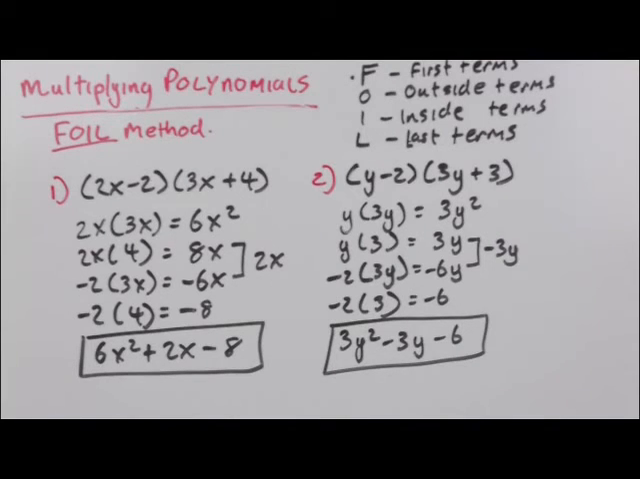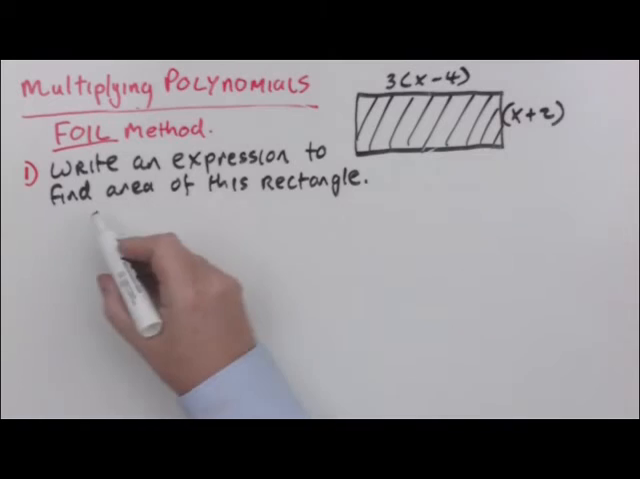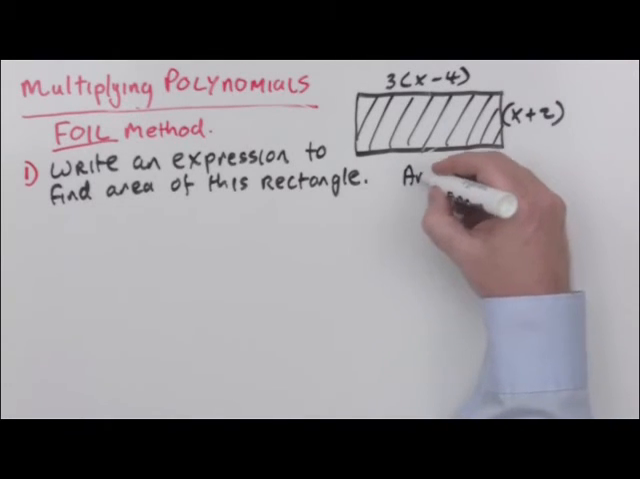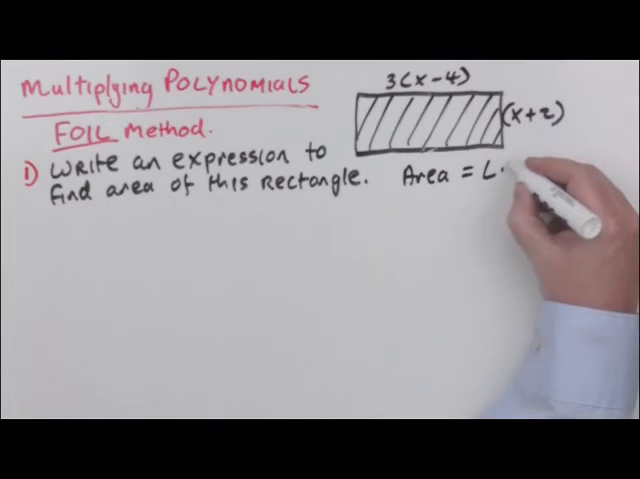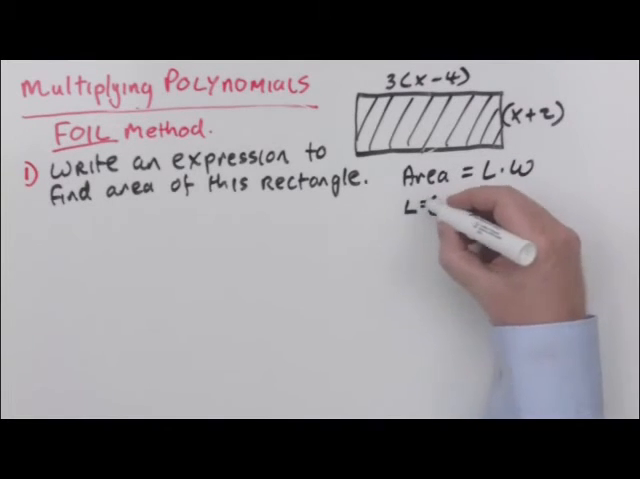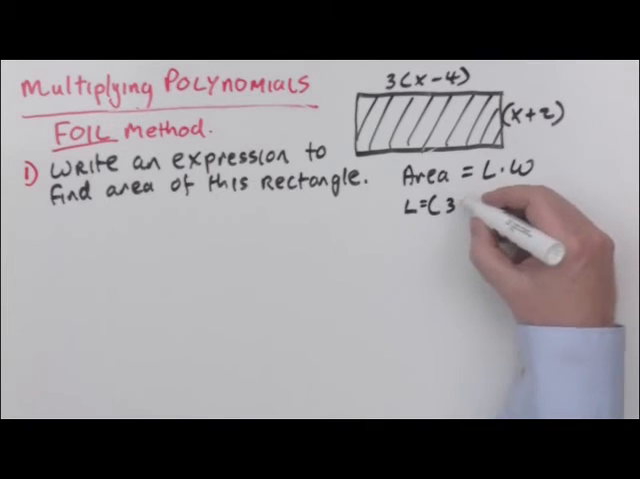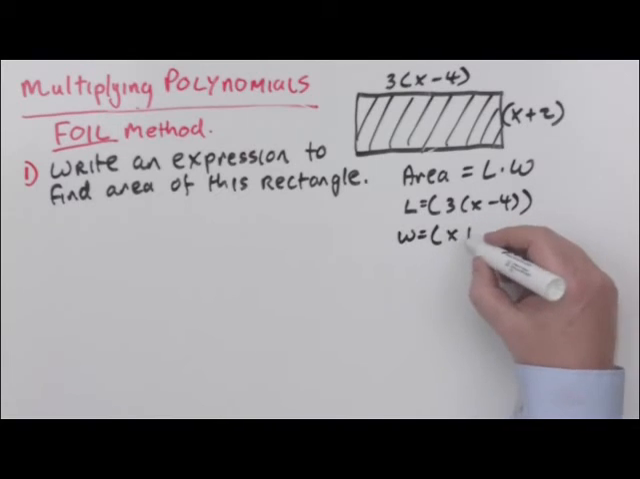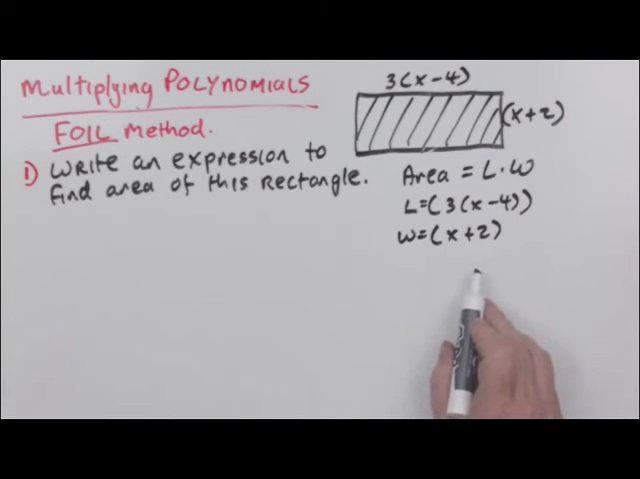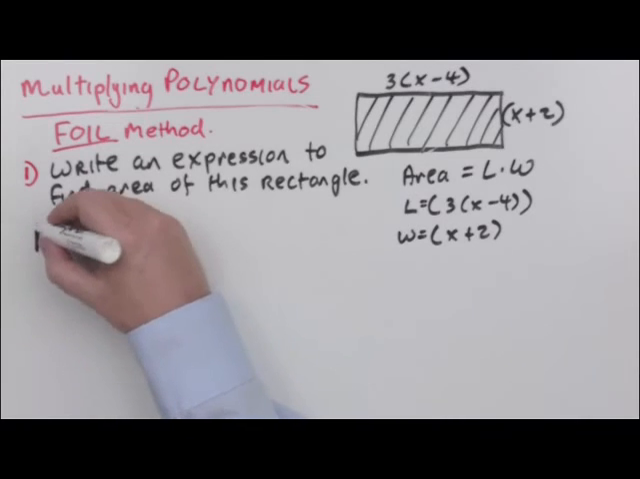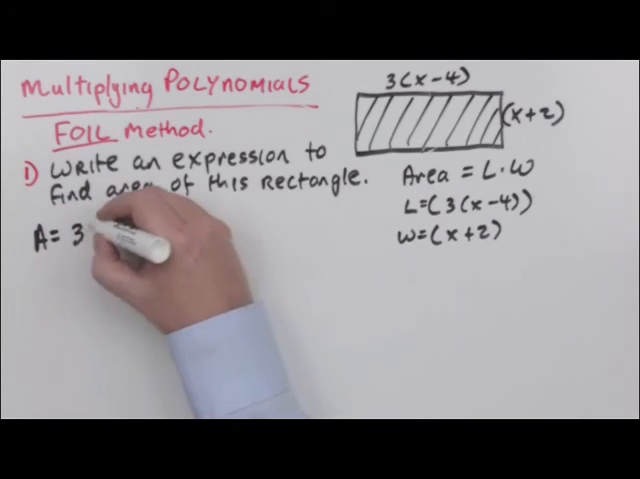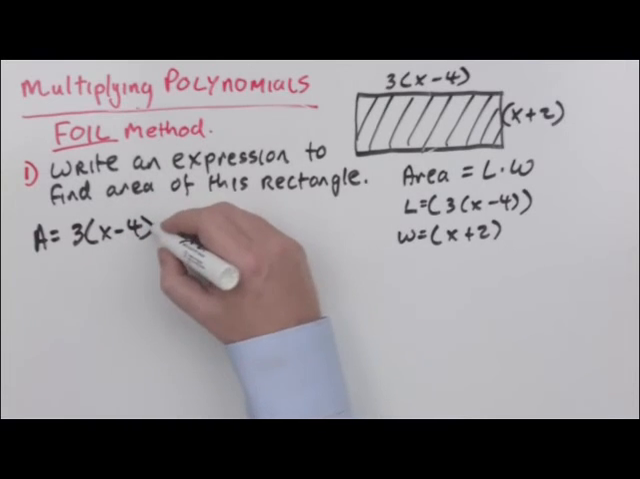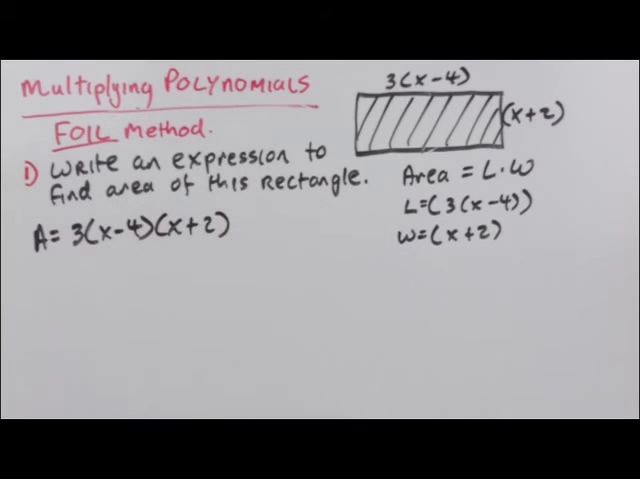When you're finding area, you have to multiply the length by the width. So let's look at this rectangle here. This rectangle, we're going to find the area. That's length times width. Well, the length in this case is 3 times x minus 4, and the width is x plus 2. So we get the area by multiplying 3 times x minus 4 times x plus 2. Let's forget about the 3 for now and just multiply the two binomials using the FOIL method.